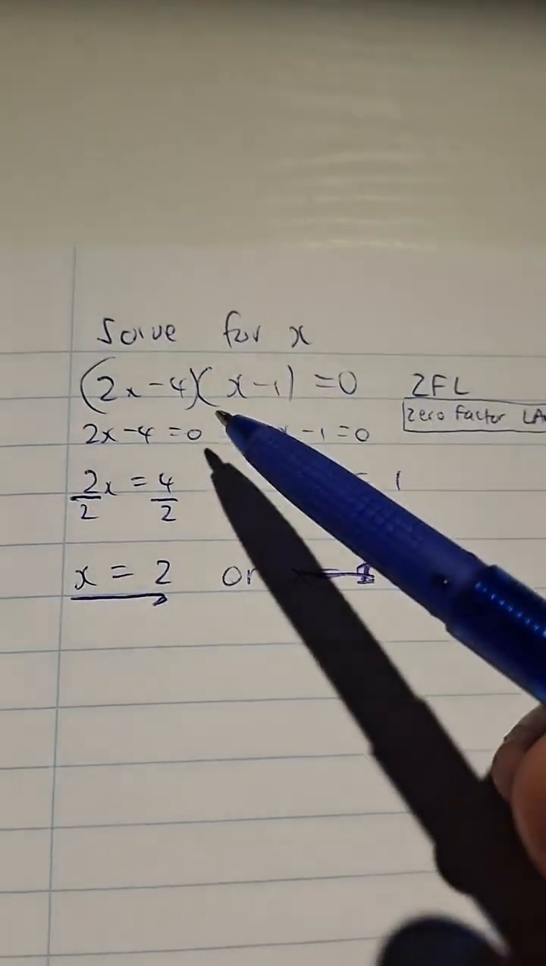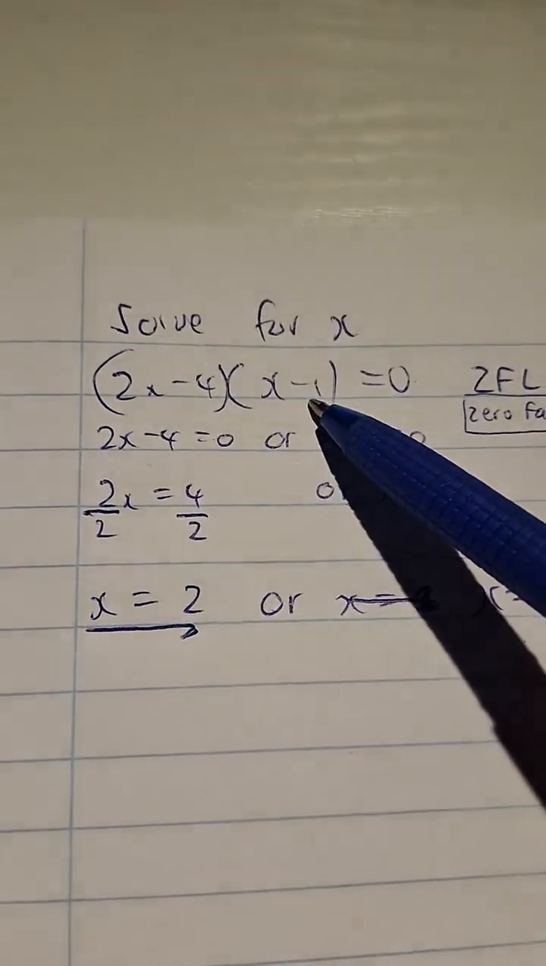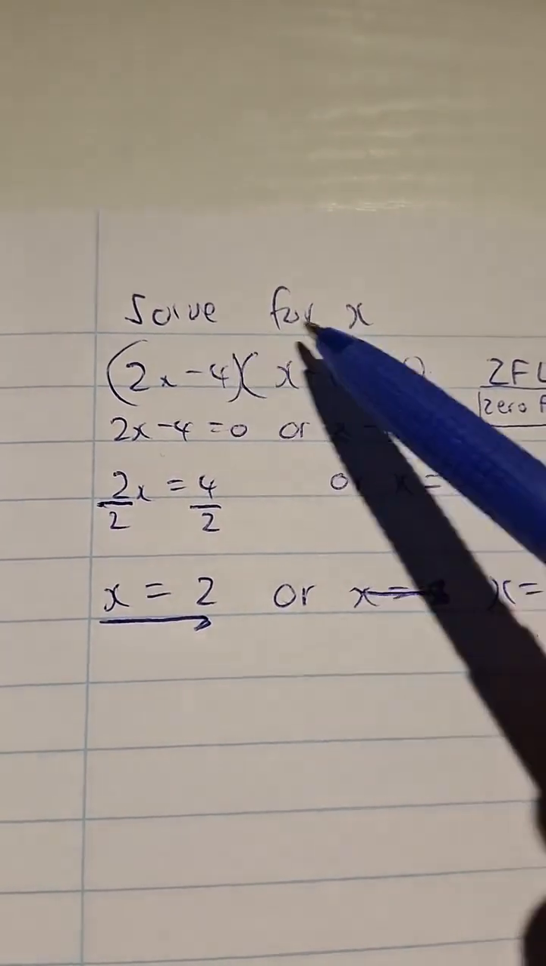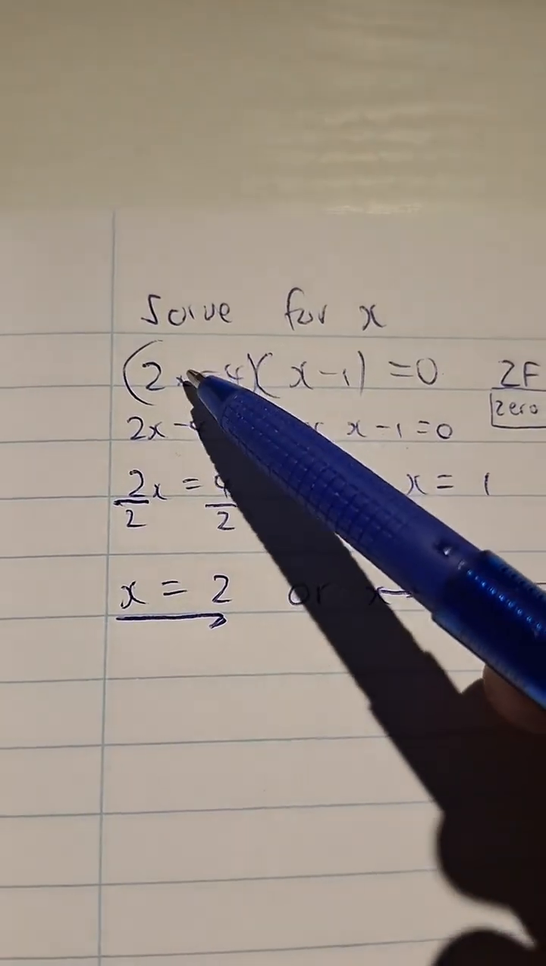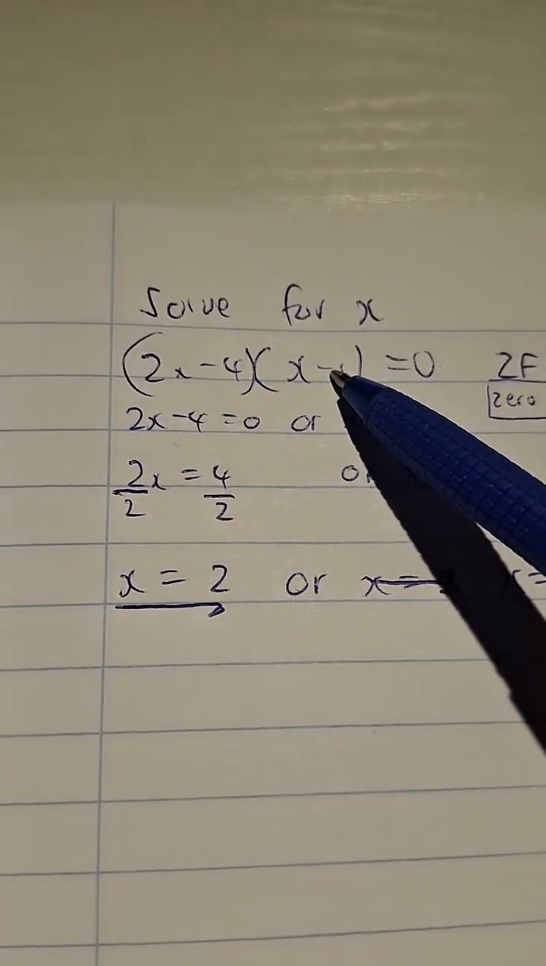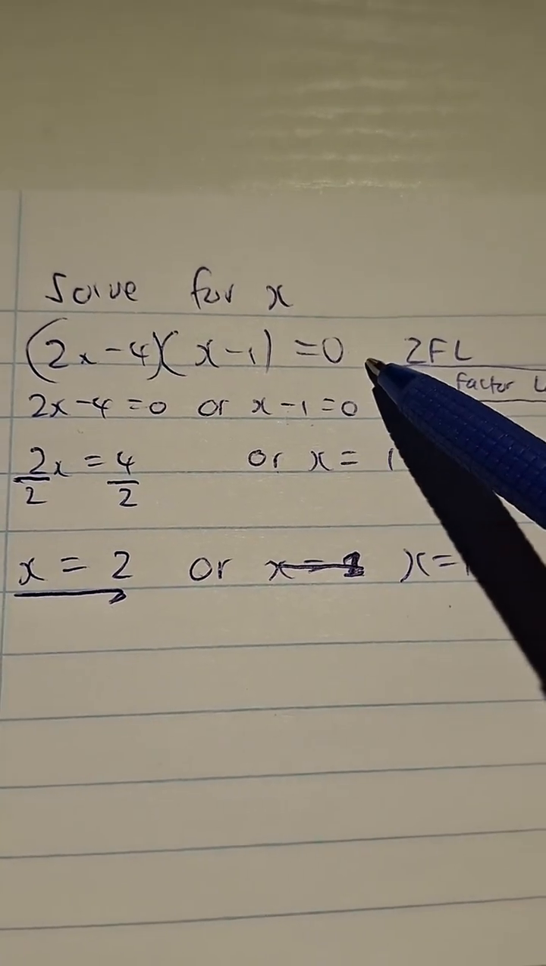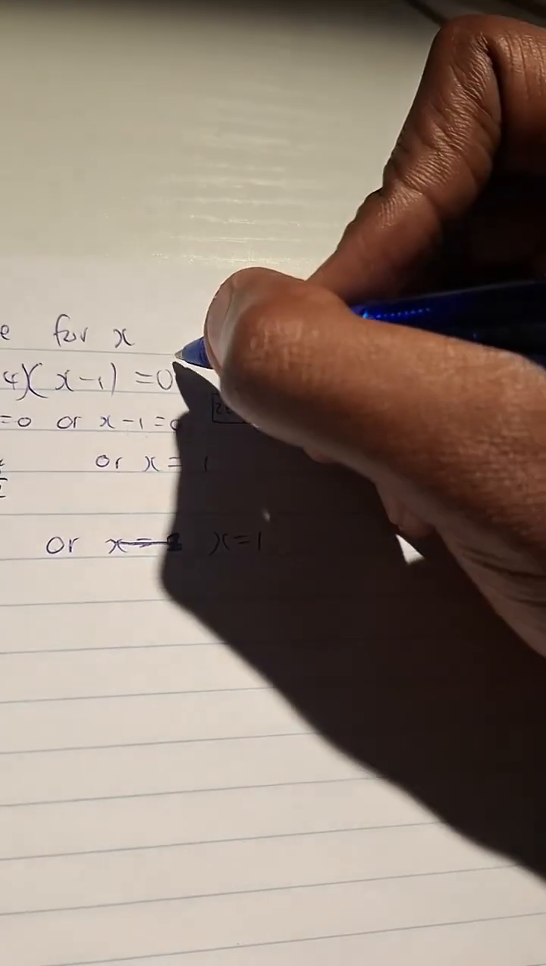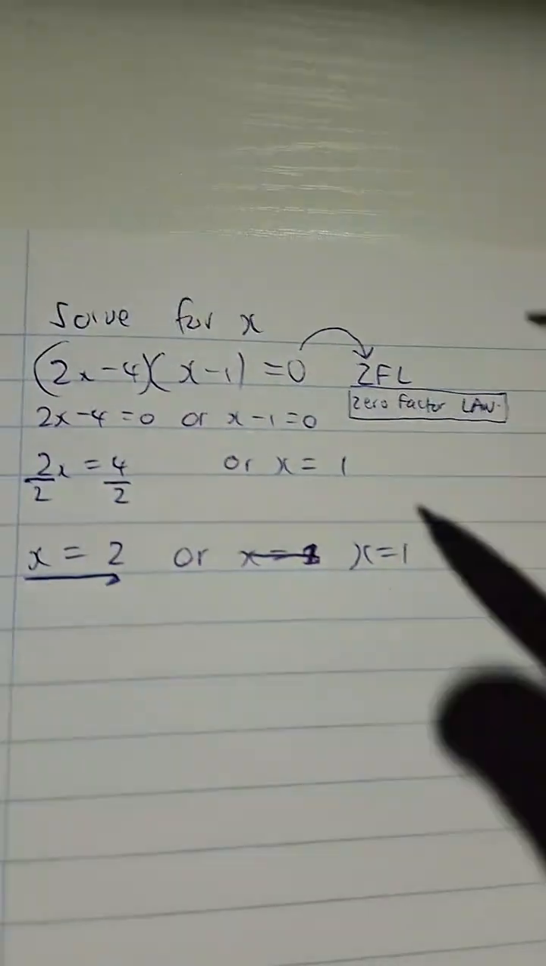Okay, so I hope you guys, once again, if we go back to the question, it says solve for x. We have a product of factors, (2x minus 4)(x minus 1). So we have equal to 0 on the other side, which means we can apply a law called the zero factor law.